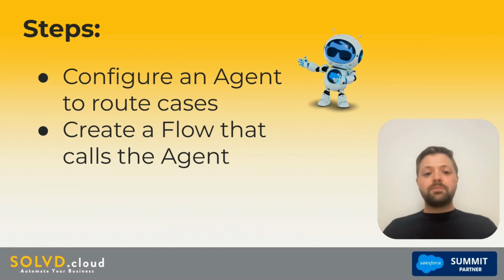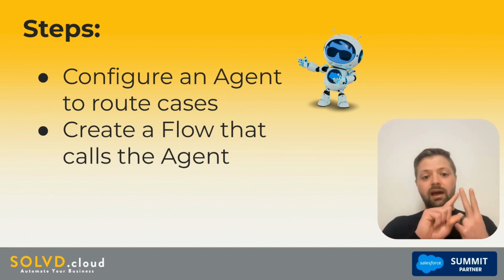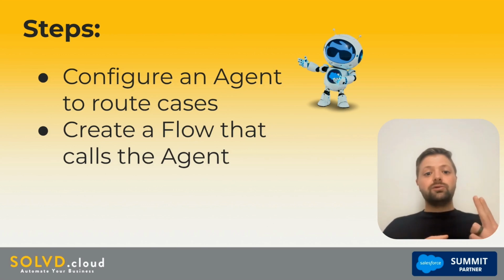So there are a couple steps that we need to do before we can have the Agentforce agent help us out with email to case. The first thing we need to do is configure an agent to route cases. What that means is we need to get into Agentforce and either configure the service agent or Einstein Copilot to access cases and to route those cases. So that's the first thing.